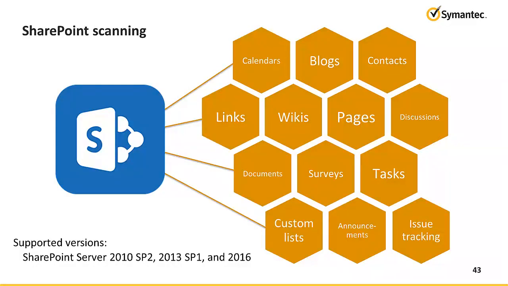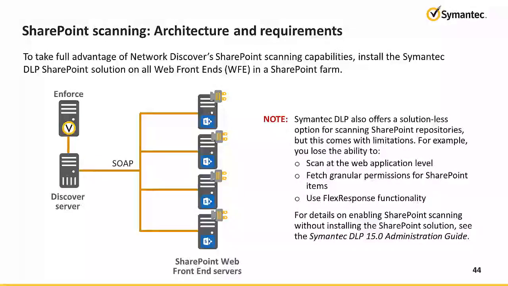Network Discover can scan a wide range of SharePoint items for confidential data as defined in your DLP policies, including SharePoint Server 2010 SP2, 2013 SP1, and 2016. To take full advantage of Network Discover's SharePoint scanning capabilities, in addition to the Enforce server, Oracle database, and one or more Network Discover Cloud Storage Discover servers, you will need to install the Symantec DLP SharePoint solution on all web front-ends, WFEs, in a SharePoint farm, as indicated in this figure.